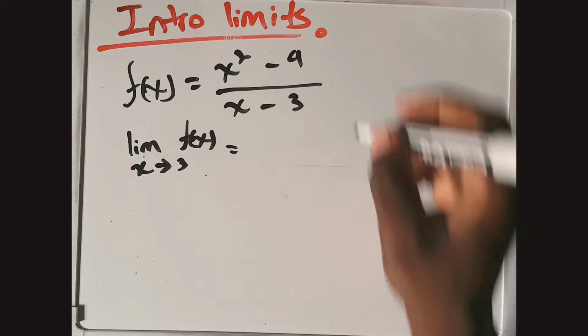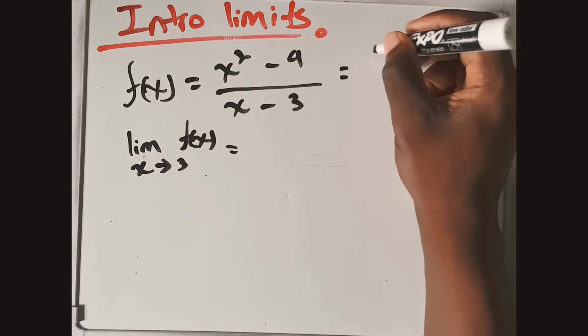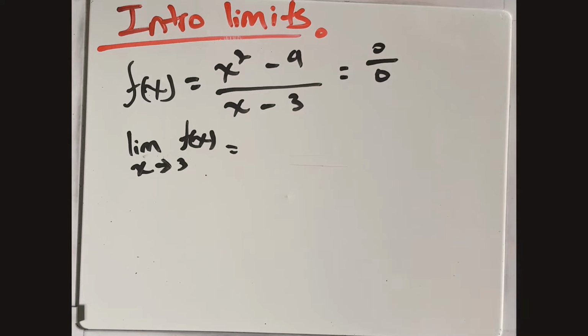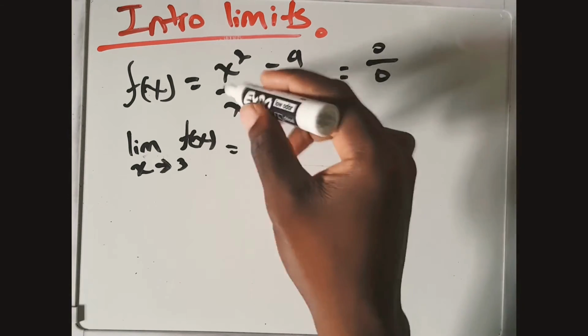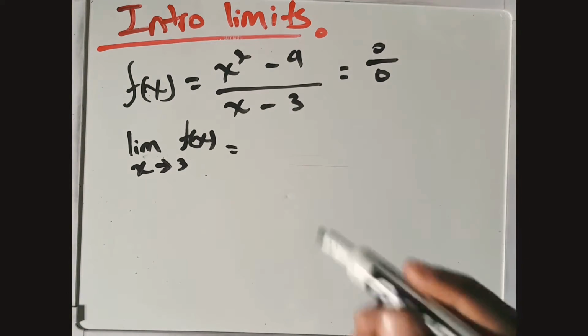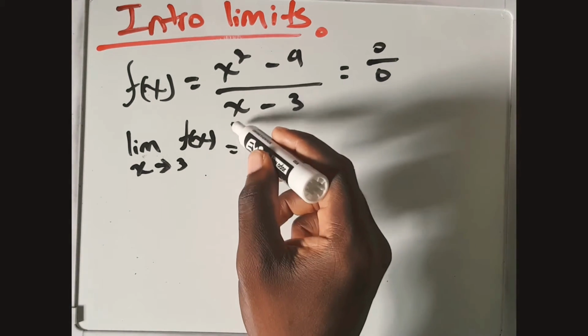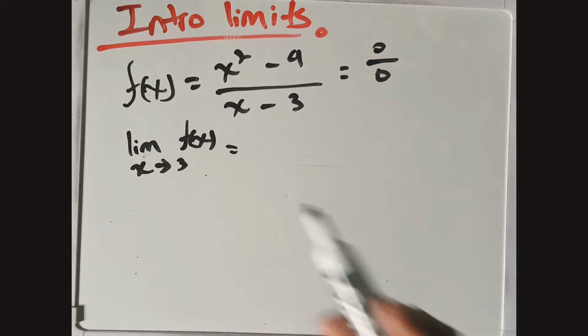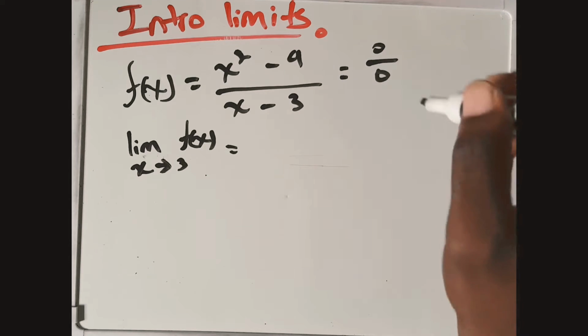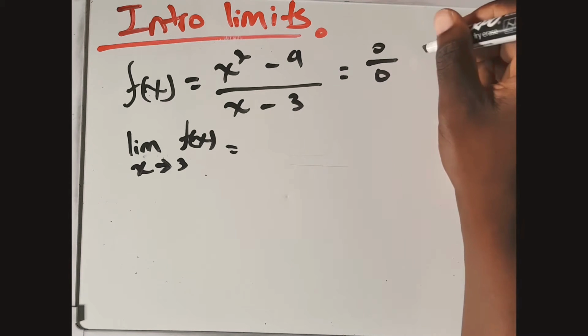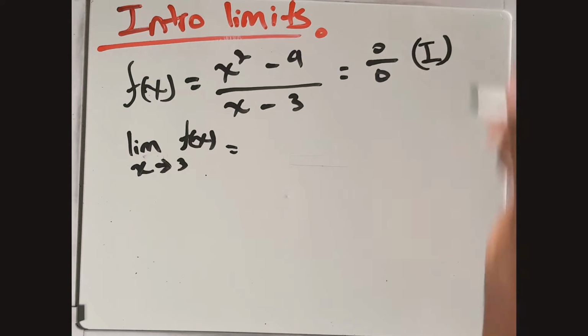Right away, we see that if we substitute 3, we'll get 0 over 0, because 3 squared is 9, and 9 minus 9 is 0. And if I substitute 3 for x in the denominator, I'd have 3 minus 3, which is 0. That is direct substitution with limits. Some questions can be worked like that, but in this case we get 0 over 0. In limits, we say that this is indeterminate.